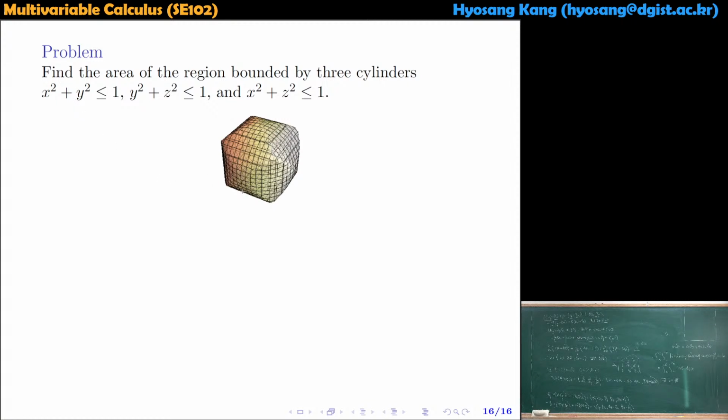This is a very challenging one, but once you know this, you can do these more challenging problems. What you are seeing here is the volume bounded by three cylinders. One is parallel to the z axis, this one is parallel to the x axis, and this one is parallel to the y axis.